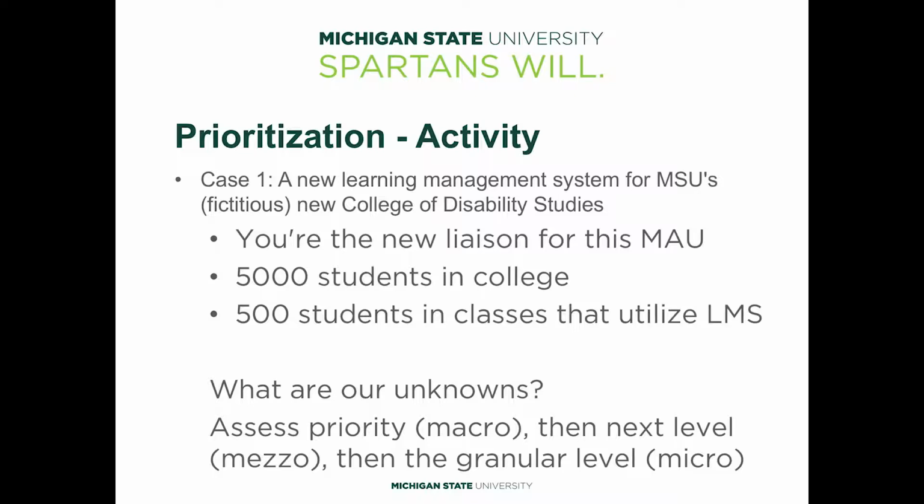I want you to walk through the macro prioritization and think about some of the different steps that you would take in order to think about whether this is a priority item, whether this is something that you would focus on if you were the liaison for the College of Disability Studies. So does our short case here make sense?